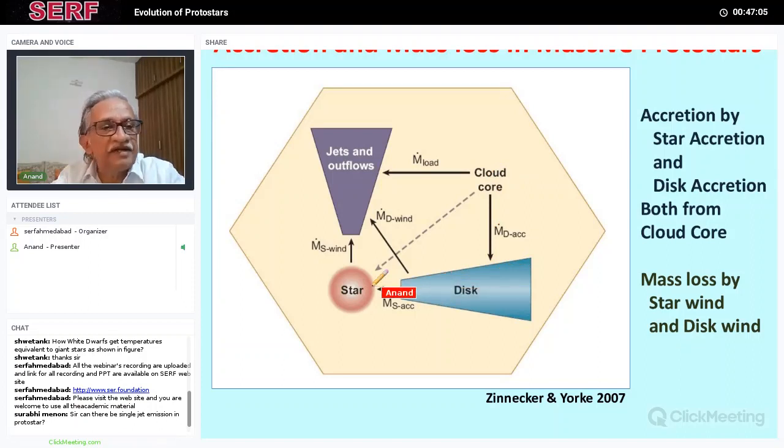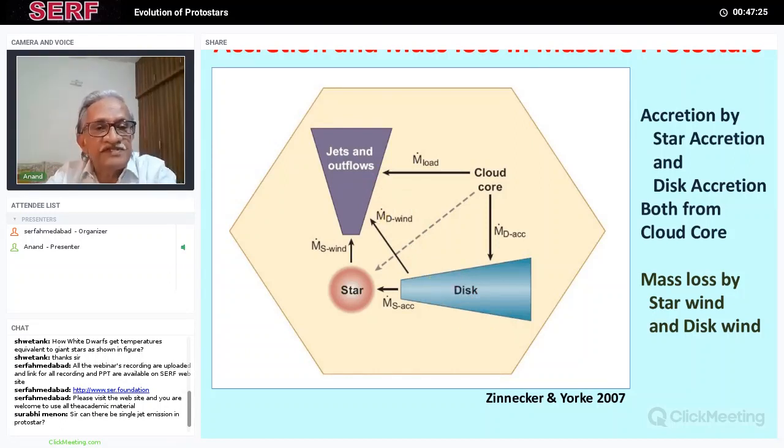Now the disk is pumping matter into the star at a rate of m dot s accretion. So this is star accretion. This matter is accreted by the star. The star is also losing mass through this wind here. The disk also is losing mass through the disk wind here.